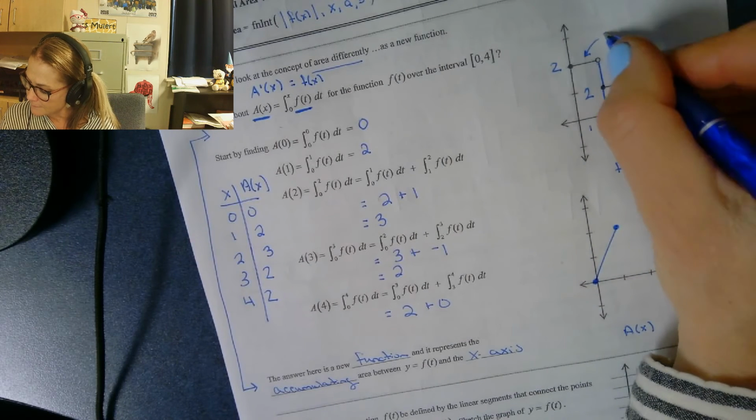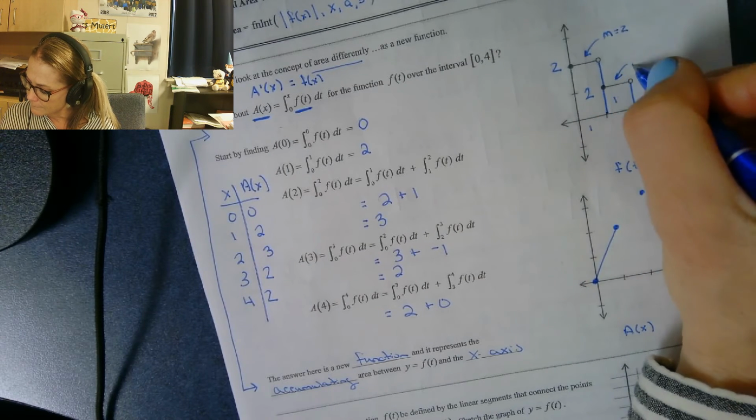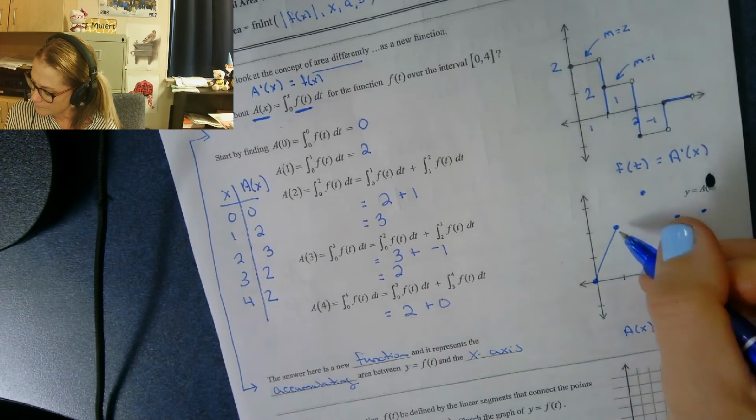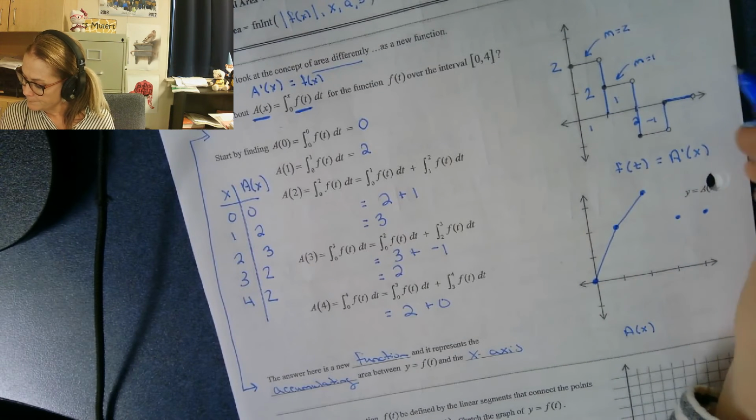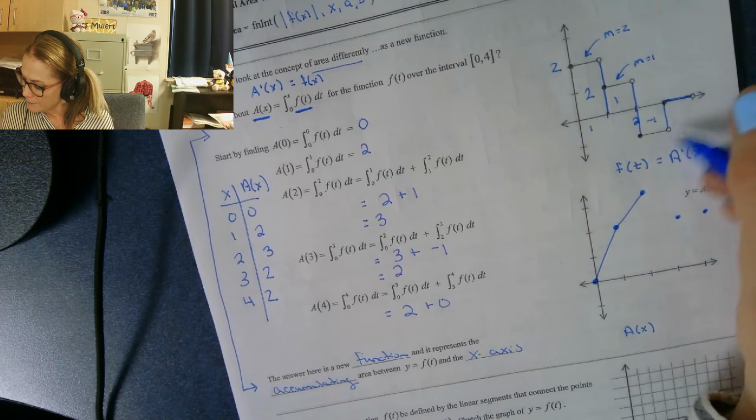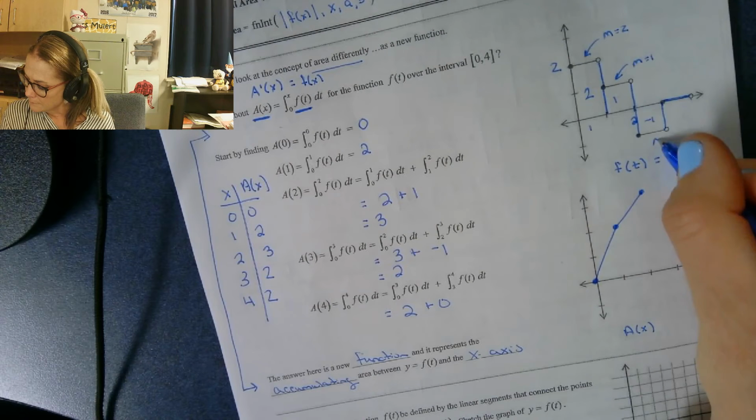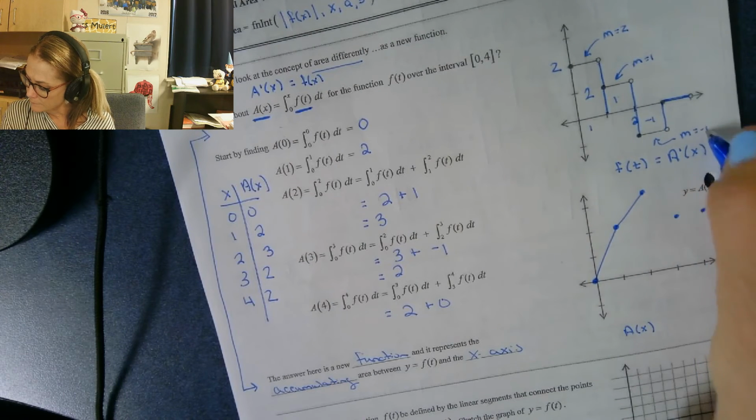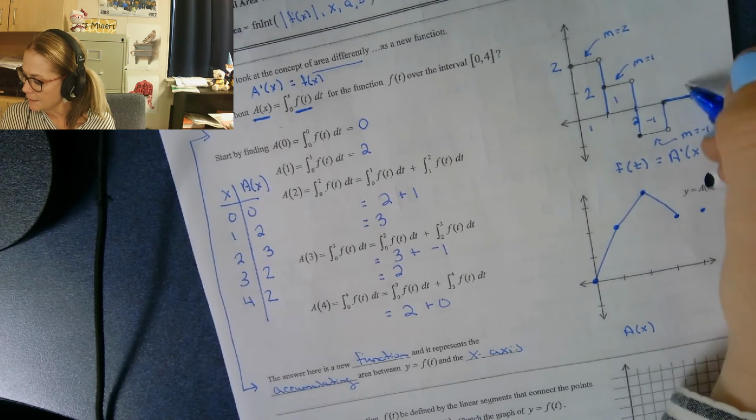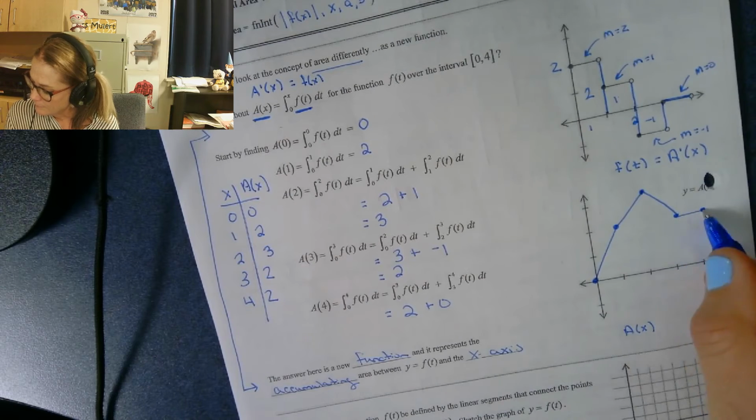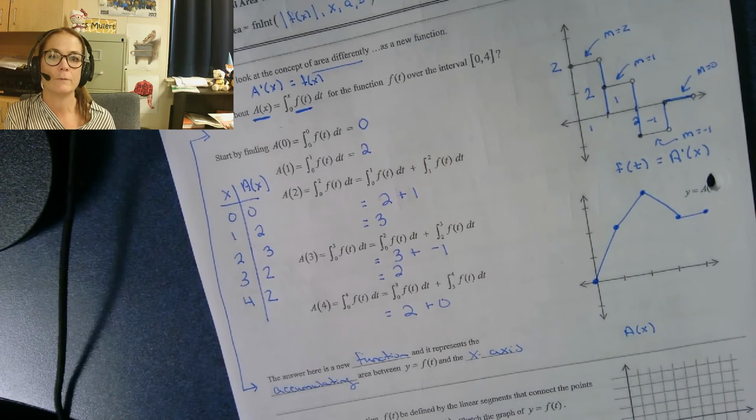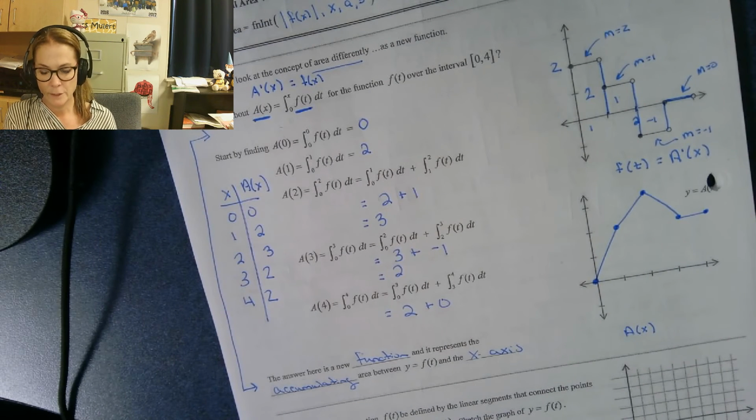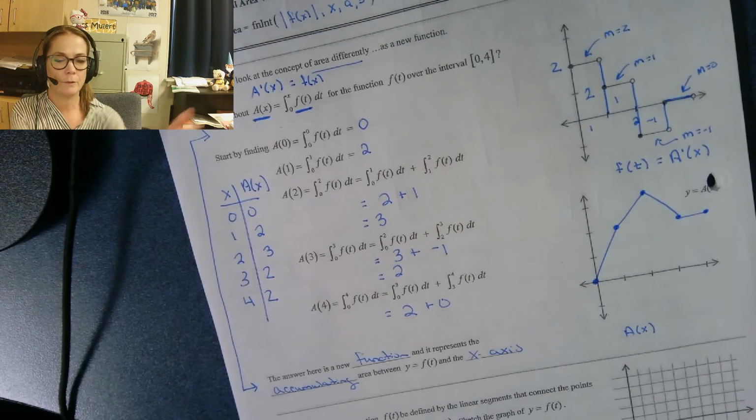This has a slope of 1. Makes sense by the points. Right here, slope of negative 1. Points are consistent, and this is 0. And those points, the dot to dot, that's consistent with the graph of that derivative. So that's a little bit of an intro to what we're doing long term.